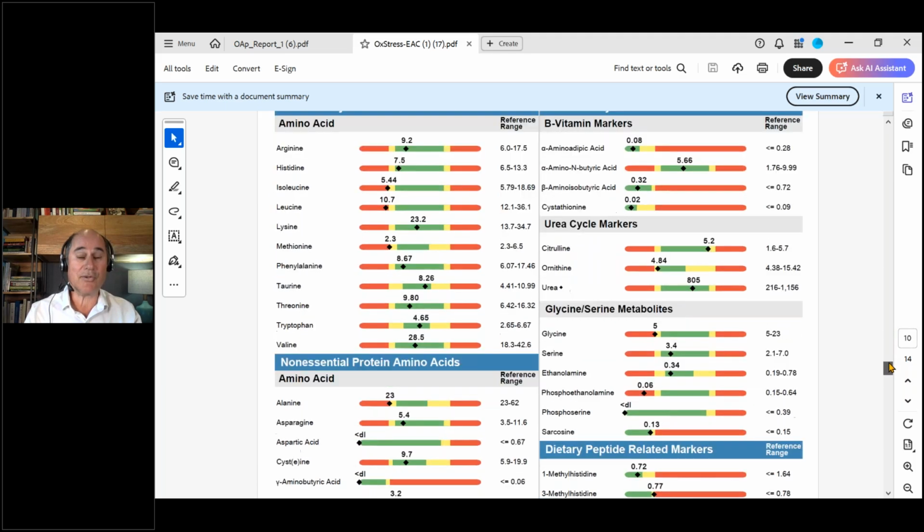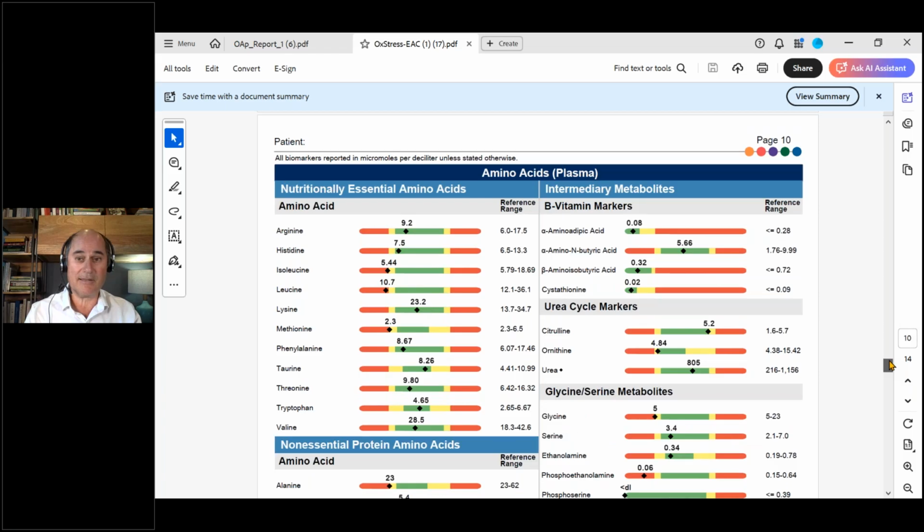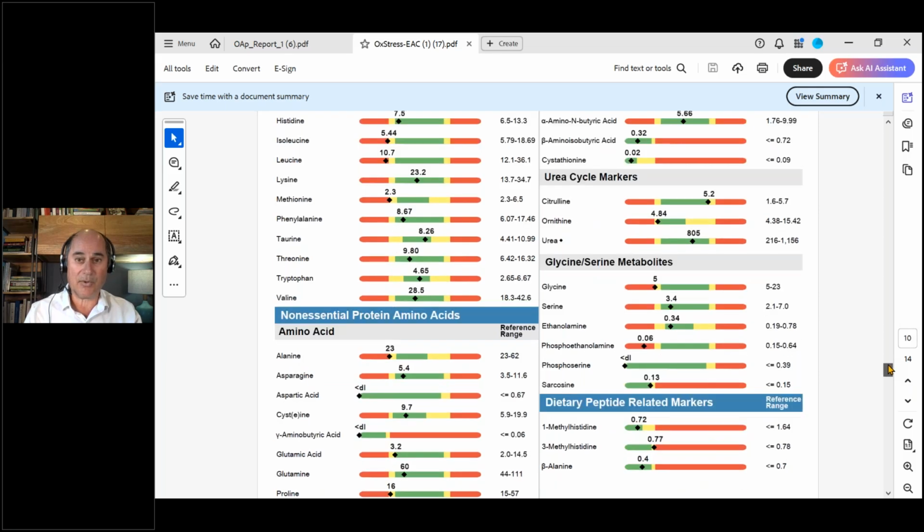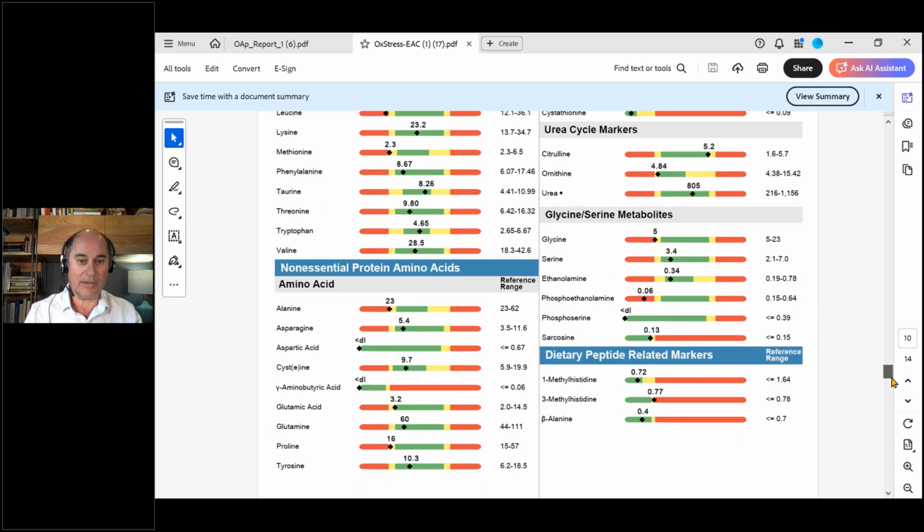So this test also includes plasma amino acids. We don't have time to go through all of them, obviously, but I just want to highlight glycine is low. Let's just look at a few here. And tyrosine is not low. That's good, right? Tryptophan is not low. Okay, that's also good. So the amino acid side of this is okay.